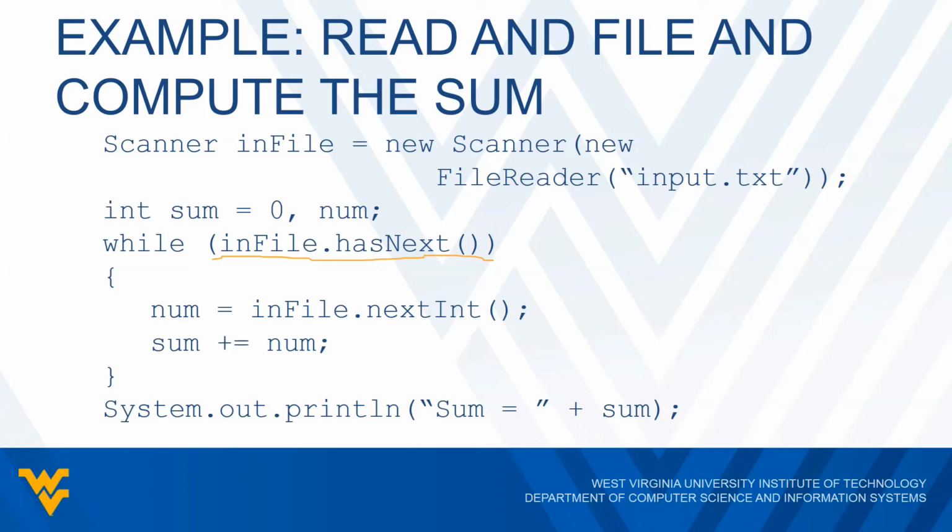As long as there's still something to read, we read from the file using this line. We take the value stored in num and add it to our sum. And then we just keep repeating this until infile.hasNext returns false, which means we're at the end of the file. Then we simply print out the sum at the very bottom of our code.